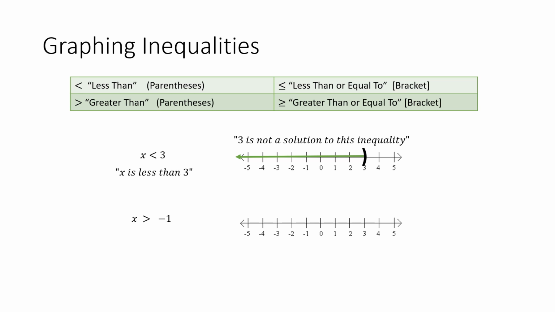Let's look at the next example. We have x is greater than negative 1. Again, that greater than inequality falls underneath that parentheses. It does not have a line underneath the inequality, so therefore negative 1 is not a solution to this inequality, so we're going to be using a parentheses when we graph. X is greater than, so that means it's greater than, bigger than negative 1. So we are going to put a parentheses at negative 1, and then we're going to be drawing our line to the right of negative 1 since x is greater than negative 1.